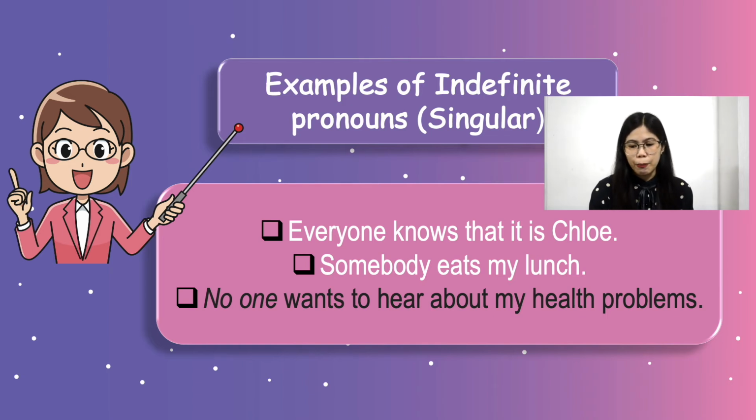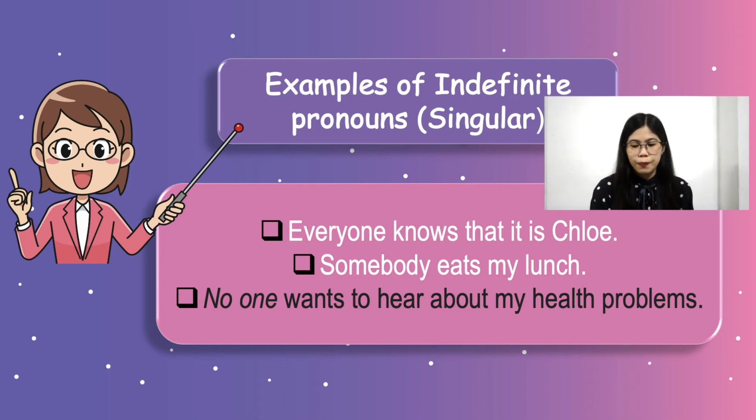Now, in the second example, somebody eats my lunch. The word somebody doesn't specify any person. We don't know if it's Louise or Anna who eats her lunch, thus making this our indefinite pronoun. So notice as well that somebody is singular, thus making our verb singular as well, which is the word eats. Always remember that if your verb has an S at the end of it, it means the verb is singular. But if it has no S, it means that it is plural.